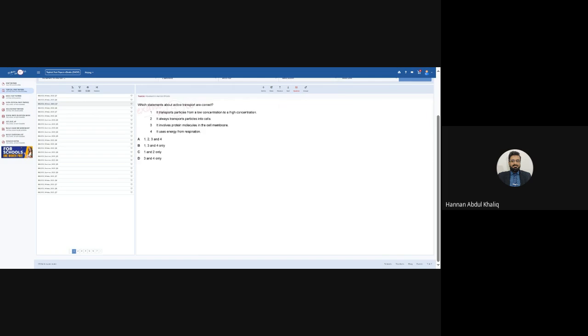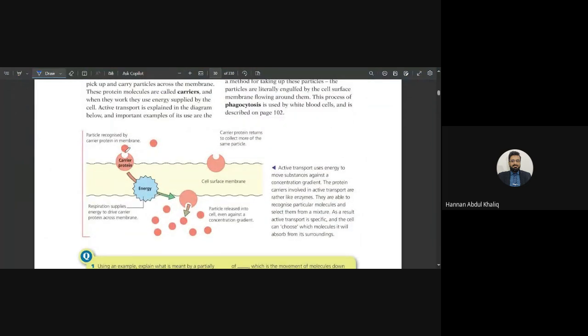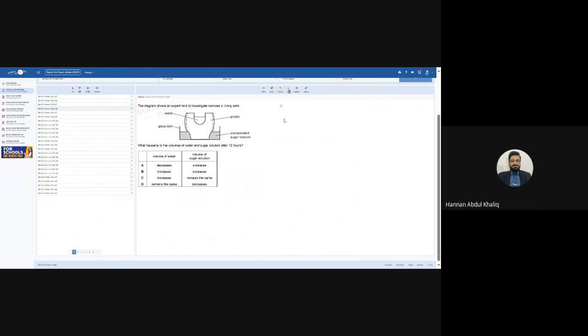Let me show you a picture from your own book. Look at this. This carrier protein is carrying these molecules using the energy and forcing them into the cell. So it is not necessary that it always moves the particles into the cells, but it always requires protein molecules. Is that clear? Yeah. So 1, 3, and 4 are correct. Okay, let's see how you can answer this one.